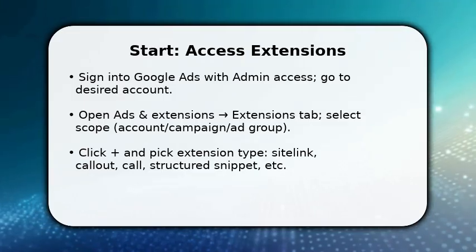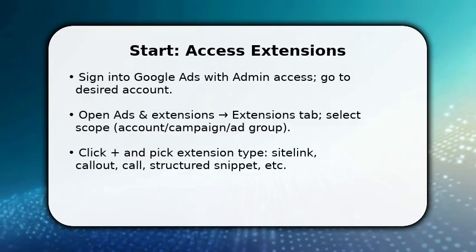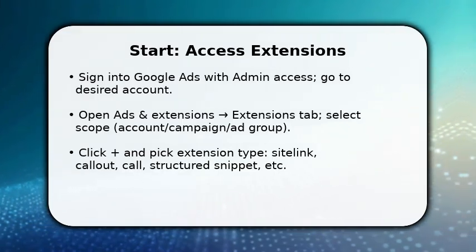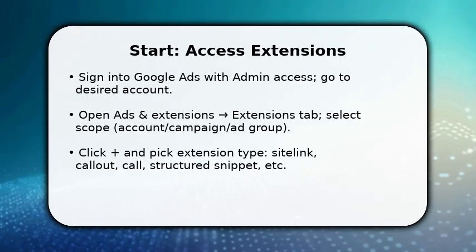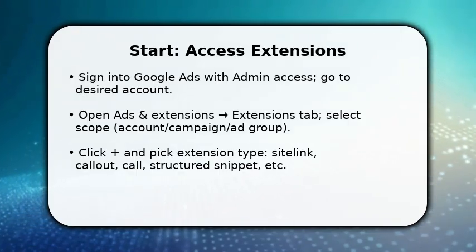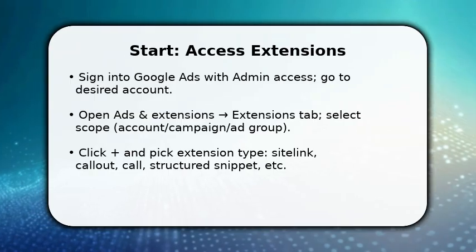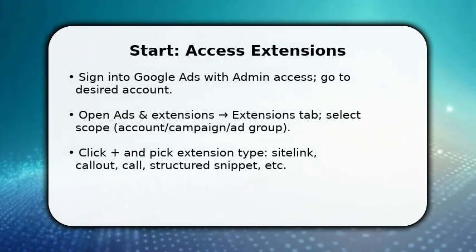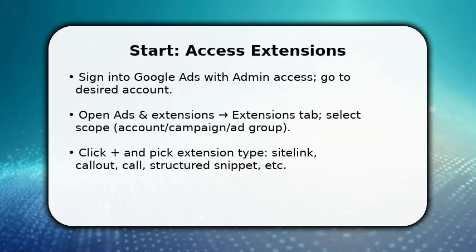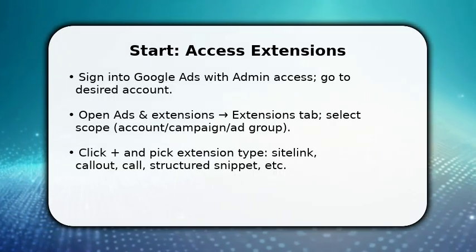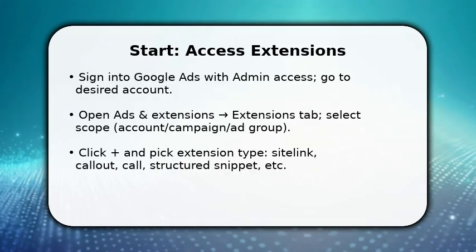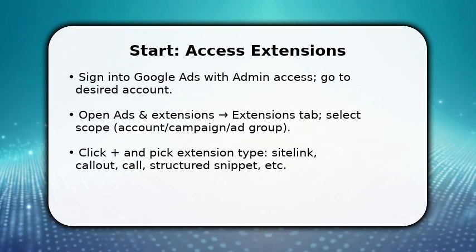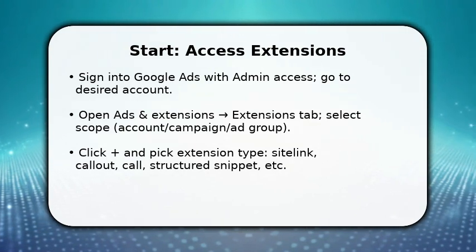You're in. Begin by signing into Google Ads with admin access and opening the Ads and Extensions panel. Once there, choose the Extensions tab and set the scope you want, account, campaign, or ad group, because scope controls where the extension appears. Next, click the plus button and choose the extension type that matches your goal, for example, Sitelink for extra navigation or call for direct phone leads. Do this first to ensure your assets target the right ads and reporting structure.